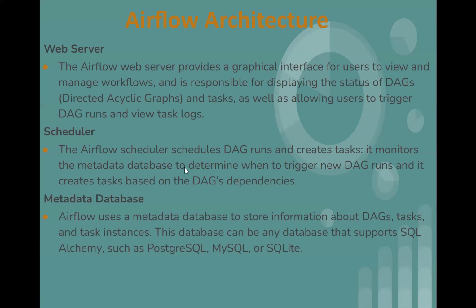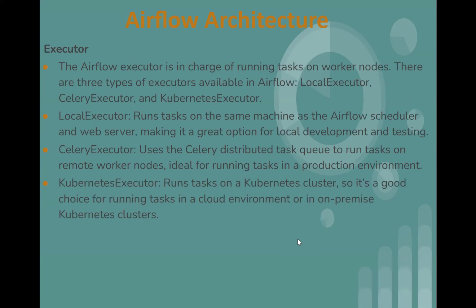Then the scheduler. Again, this is all repeated information. The scheduler schedules DAGs and creates tasks. It monitors the metadata database to determine when to trigger new DAGs, and it creates tasks based on the DAG's dependencies. Metadata, as I said, stores all the DAG information. So this can be any of the databases, SQL, Postgres, MySQL, or SQLite, that you can use for this. The executor we will just skip for now.